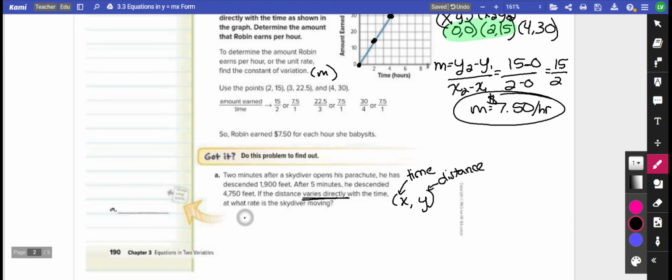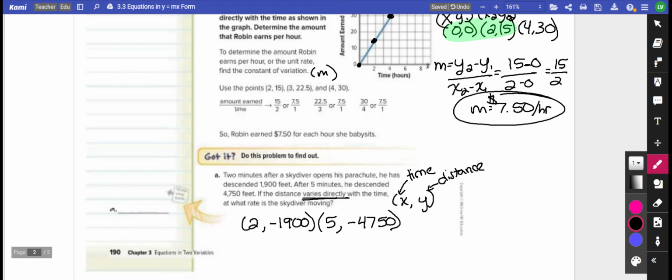So I'm going to write my 2 ordered pairs. Let's see. 2 minutes after a skydiver opens his parachute, he has descended 1,900 feet. So the time is 2 minutes, and they've descended 1,900 feet. That means it's a negative direction. Then after 5 minutes, they've descended 4,750 feet. So those are my 2 values.